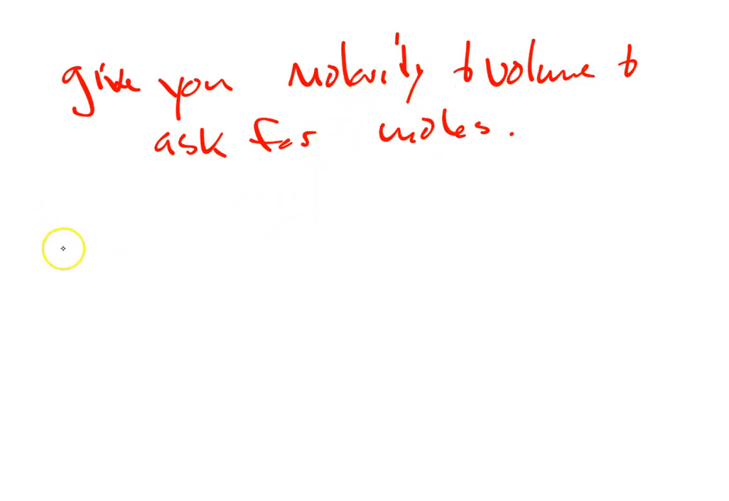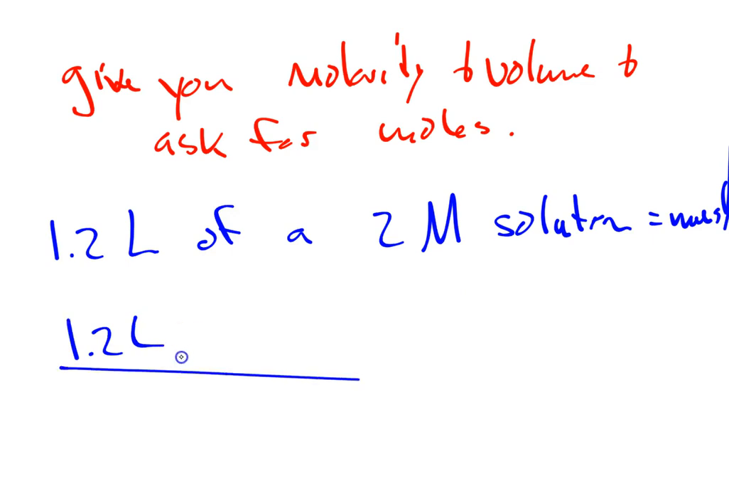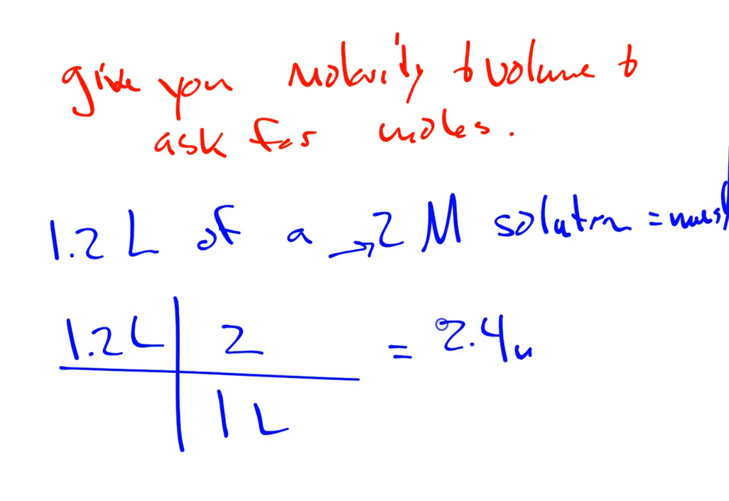So if I told you you had 1.2 liters of a 2 molar solution, you have to be able to solve for moles. This is very simple. 1.2 liters. If I want moles, I got to get rid of liters, right? For every 1 liter, how many moles are there? 2. So I get 2.4 moles. So if I give you molarity and volume and ask for moles, multiply the two answers.